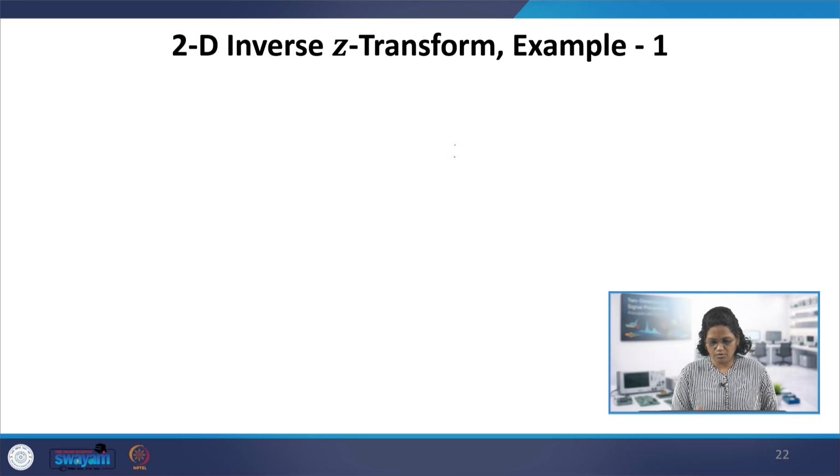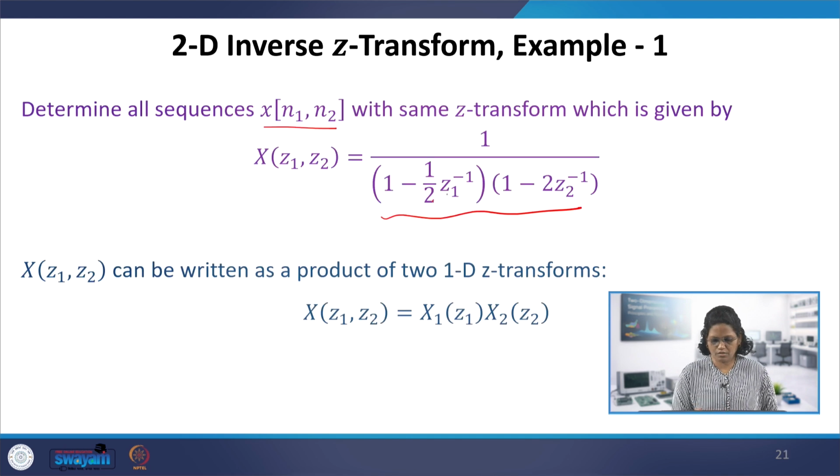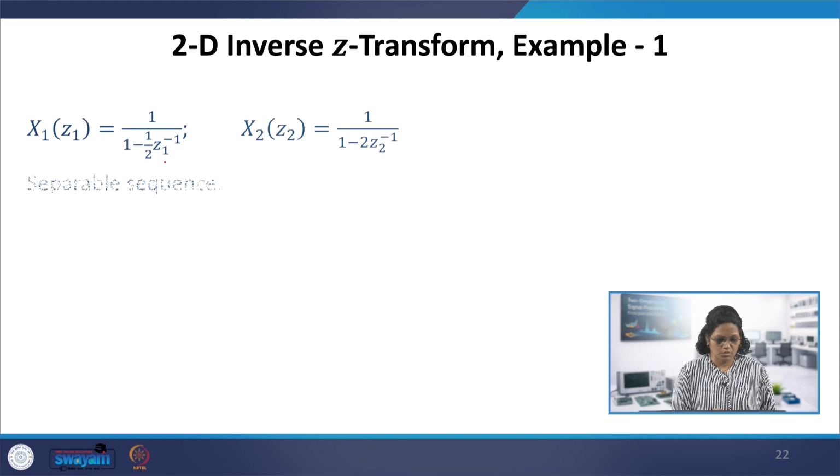So x1 of z1 and x2 of z2. In that case, x1 of z1 is this first one here, 1 by 1 minus half z1 power minus 1, and x2 of z2 is 1 by 1 minus 2 z2 power minus 1. Separating these two, this is a separable sequence, so we can get the inverse Z transform separately, x1 of n1 and x2 of n2.